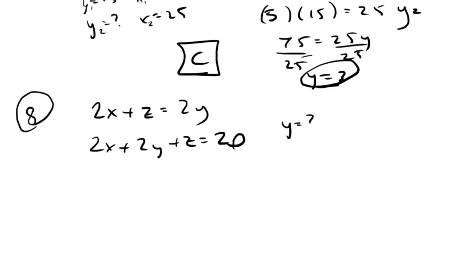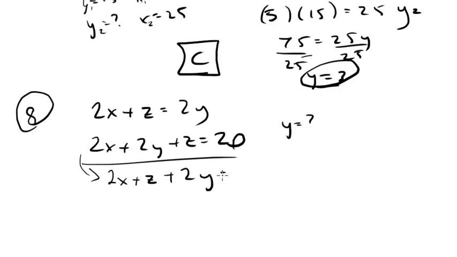What I want to show you is this. Let me rewrite this bottom equation here for a second. So the top one's going to stay the same. Let me just rewrite this one like this. 2x plus z plus 2y equals 20.